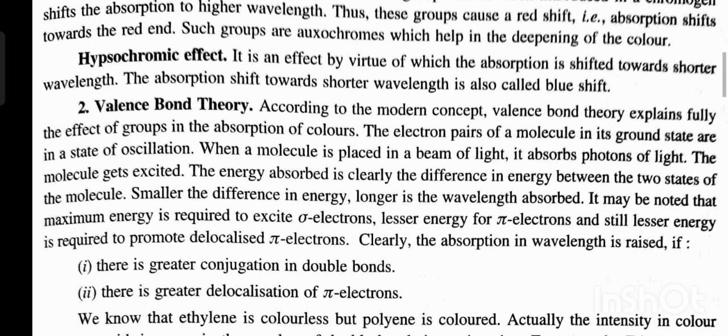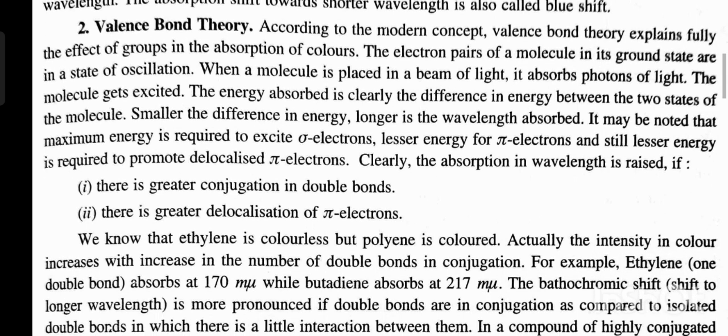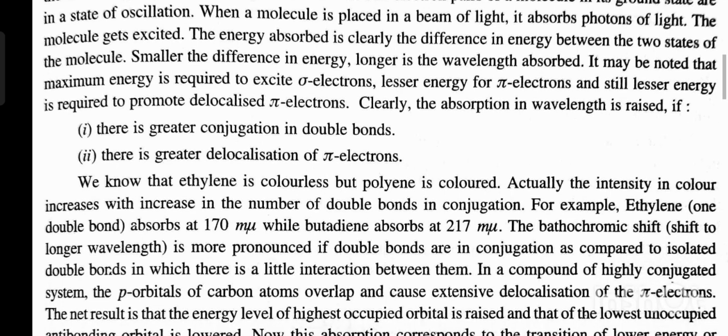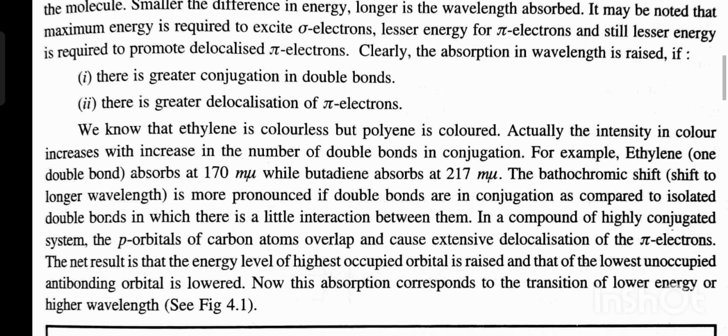It may be noted that the maximum energy is required to excite a sigma electron, lesser energy for a pi electron, and still lesser energy is required to promote a delocalized pi electron. Clearly, the absorption wavelength is raised if, first, there is a greater conjugation in double bonds, and second, there is a greater delocalization of pi electrons. We know that ethylene is colorless, but polyenes are colored. Actually, the intensity of the color increases with an increase in the number of double bonds in conjugation.